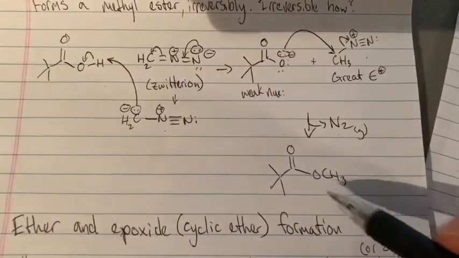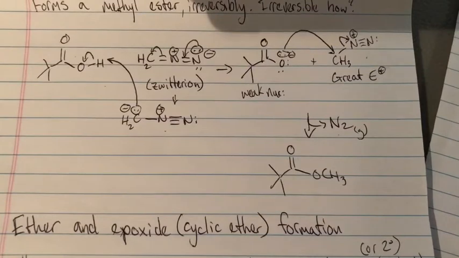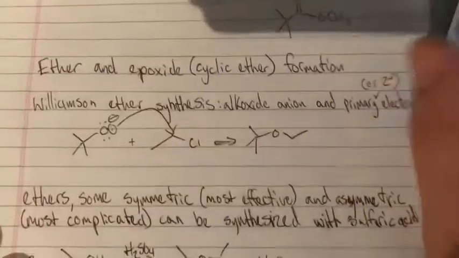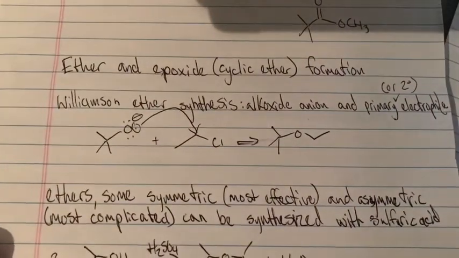Not this semester, but next semester you'll start to look at reversible ester formation involving H2SO4 or some kind of acidic conditions to merge an alcohol with a carboxylic acid. But we won't get into that today. Let's look at ether and epoxide or cyclic ether formation.